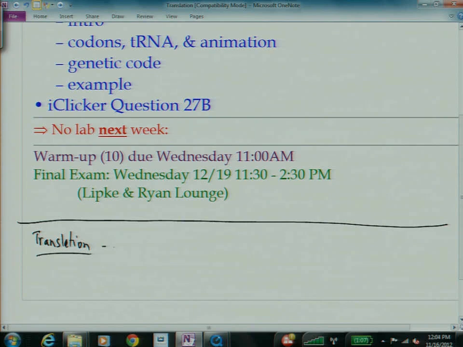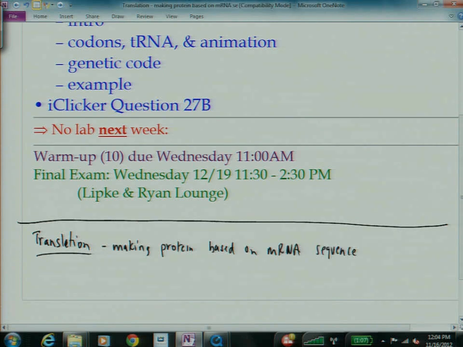As a reminder, that's making protein based on the mRNA sequence. To be clear, oftentimes we'll say we're making protein from RNA, or turning RNA into protein, and that's not what we're doing. We are reading the RNA and using that information to generate a protein. It's not a chemical conversion, it's a reading operation.